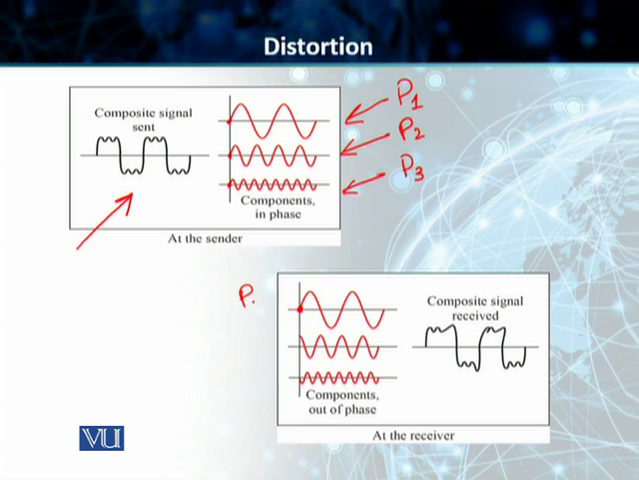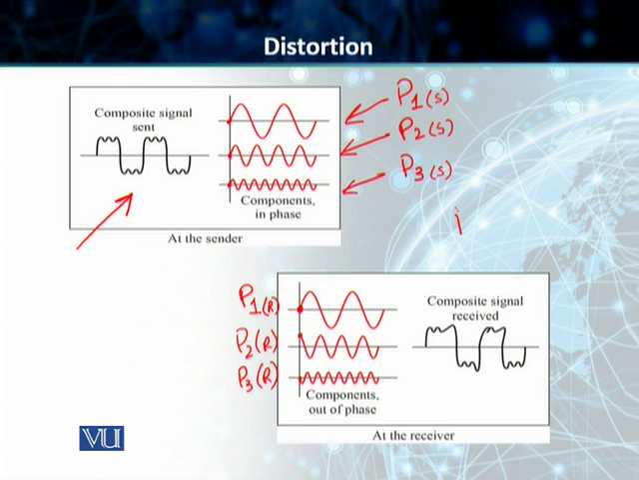P1 looks like it's the same as what we had here. So P1S, P1 at the sending end, is equal to P1R. This is equal. What happens to the second component, by the way? So the phase has changed. In this particular case, the phase has changed for P3 at the receiver side.